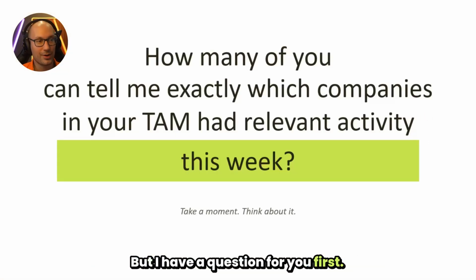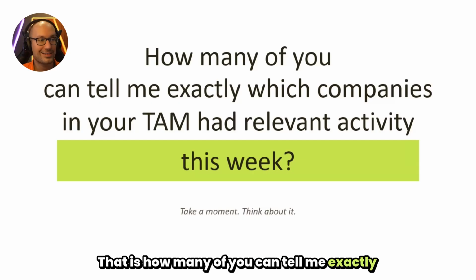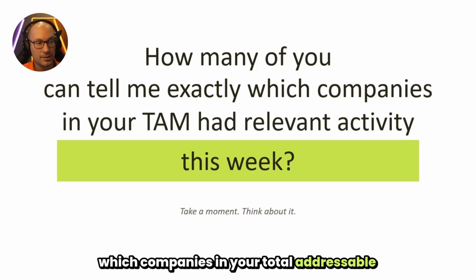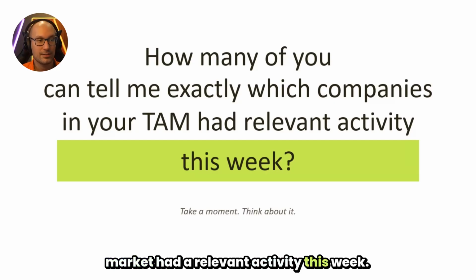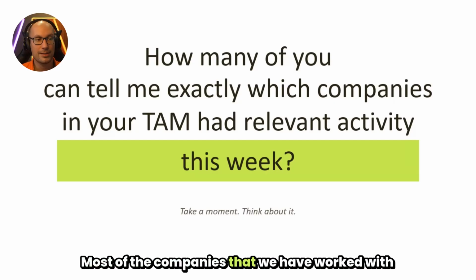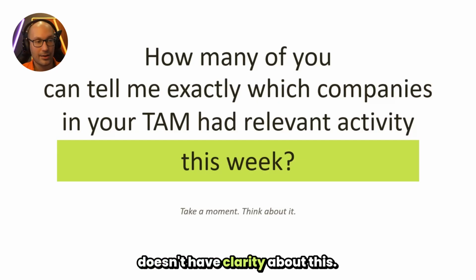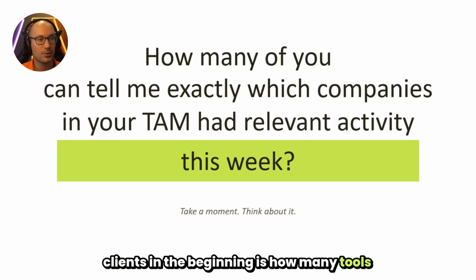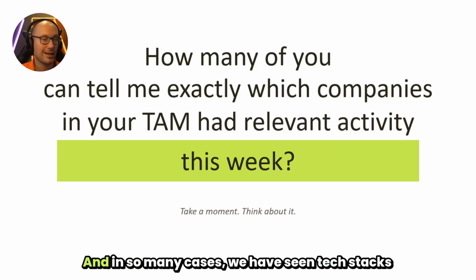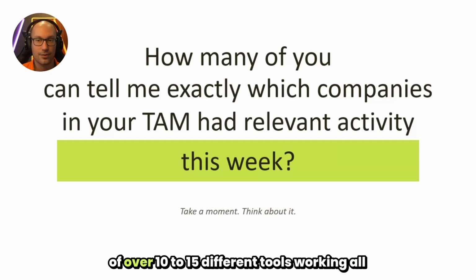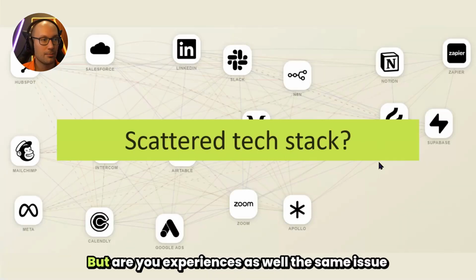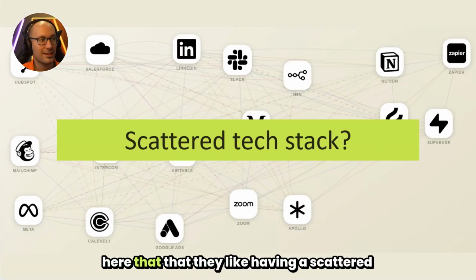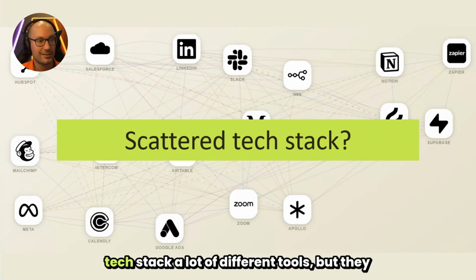But I have a question for you first. How many of you can tell me exactly which companies in your total addressable market had a relevant activity this week? Take a moment, think about it. Most of the companies that we have worked with don't have clarity about this. Another question we usually ask our clients in the beginning is how many tools you're using to run your GTM and RevOps. In so many cases, we have seen tech stacks of over 10 to 15 different tools working together. Are you experiencing the same issue, a scattered tech stack, a lot of different tools that are not talking to each other?